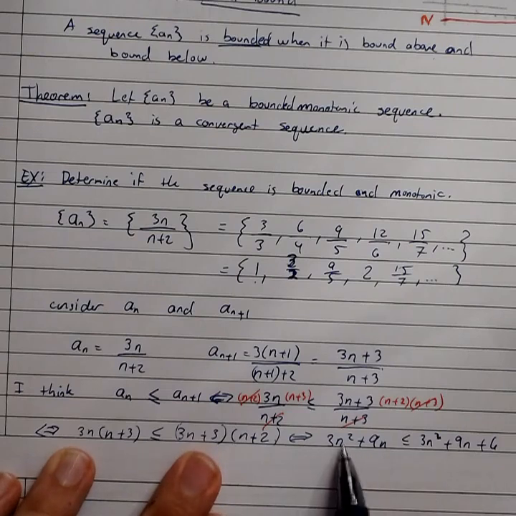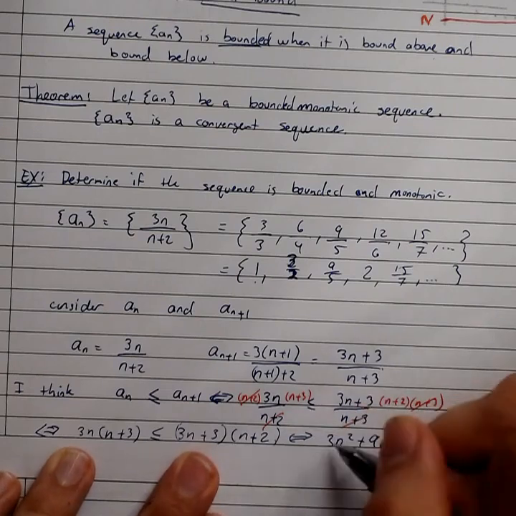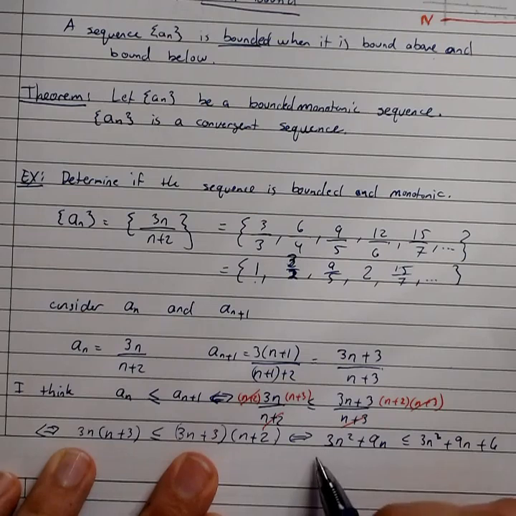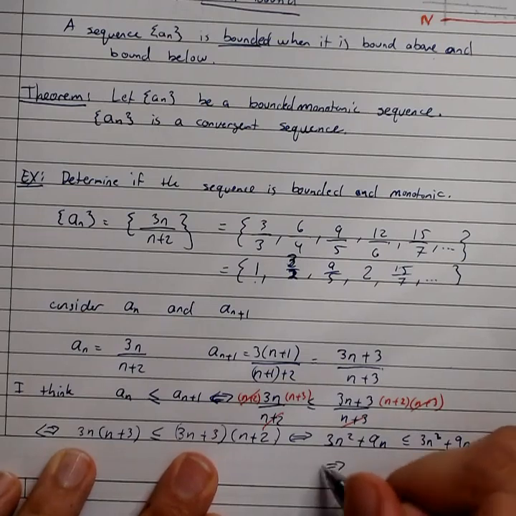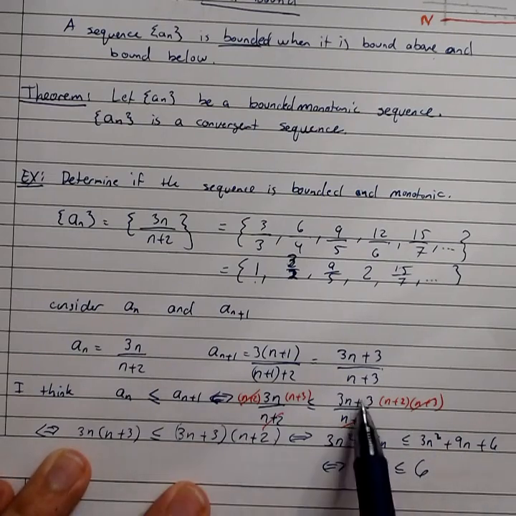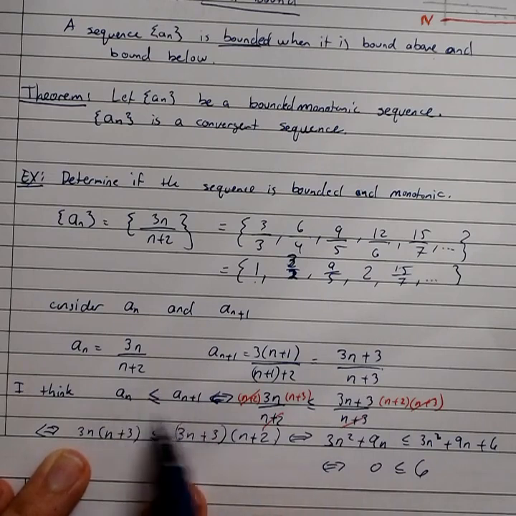Because look, this is 3n squared plus 9n, and this is 3n squared plus 9n plus 6. These two are the same. So if I were to subtract this from both sides, I would end up with the statement 0 is less than or equal to 6. But that's true, which makes this true, which makes this true, which makes this true. Oh okay, so I've confirmed that.